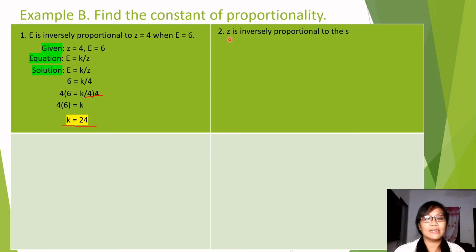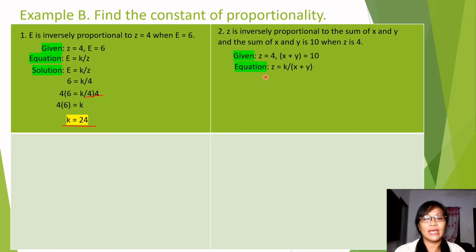Number 2, Z is inversely proportional to the sum of X and Y. And the sum of X and Y is 10 when Z is 4. So, what are the given? Z is equal to 4. Y plus X is equal to 10. And for our equation, we have Z is inversely proportional to the sum of X and Y. So we have Z is equal to K all over X plus Y.